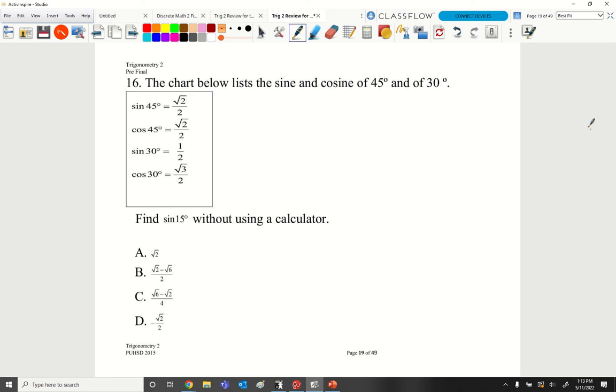So, simplest way. Let's take a look at problem number 16 here. It says find sine 15 without using a calculator.